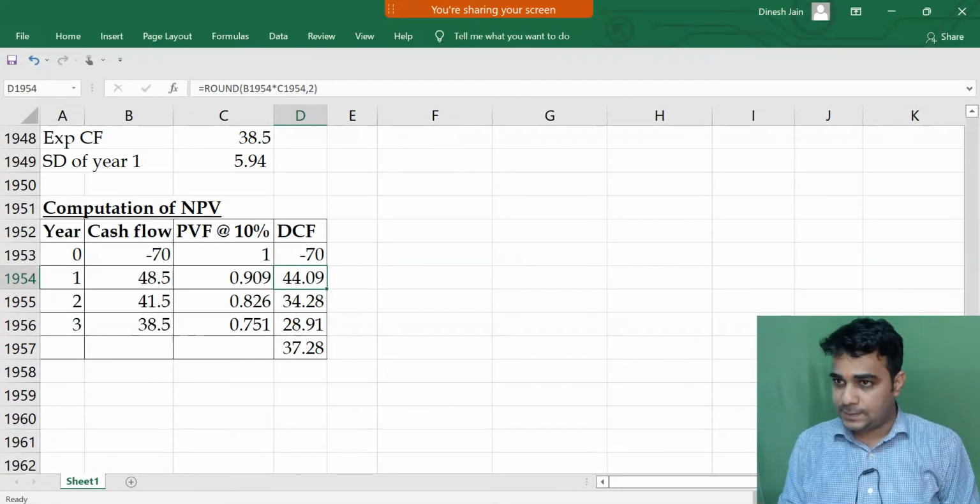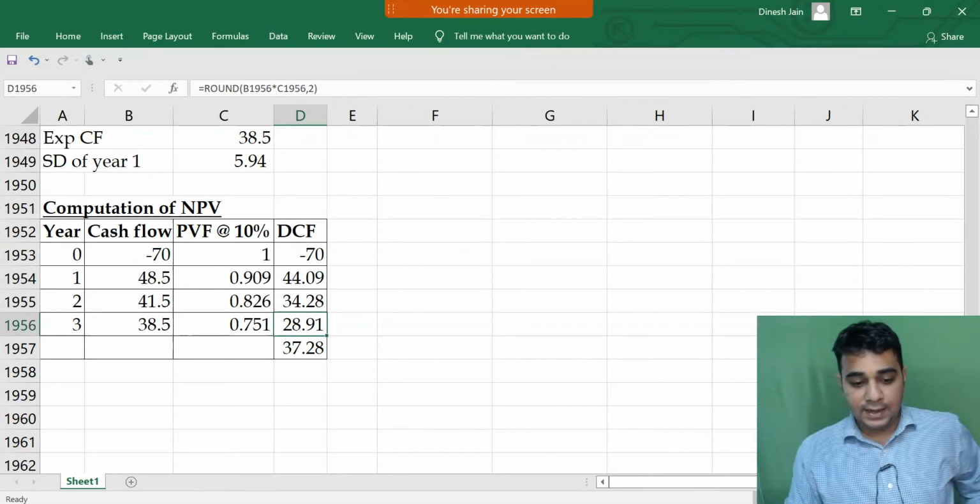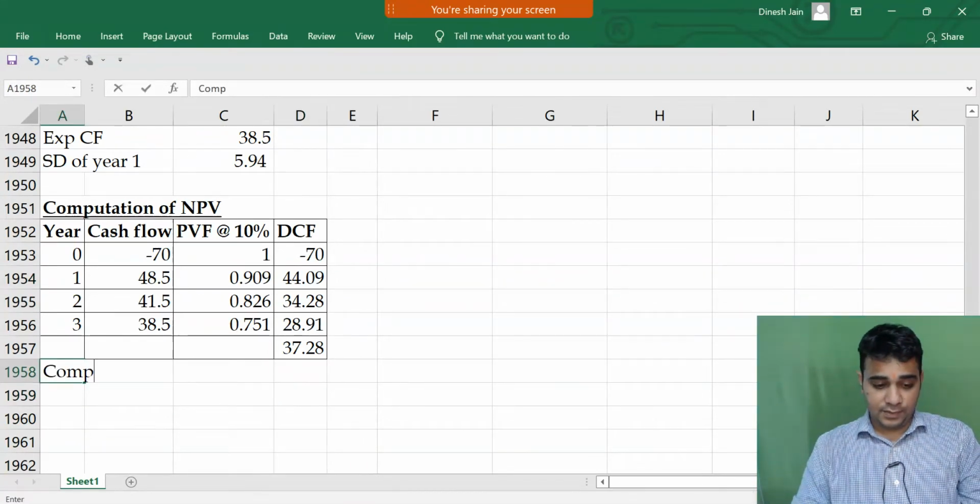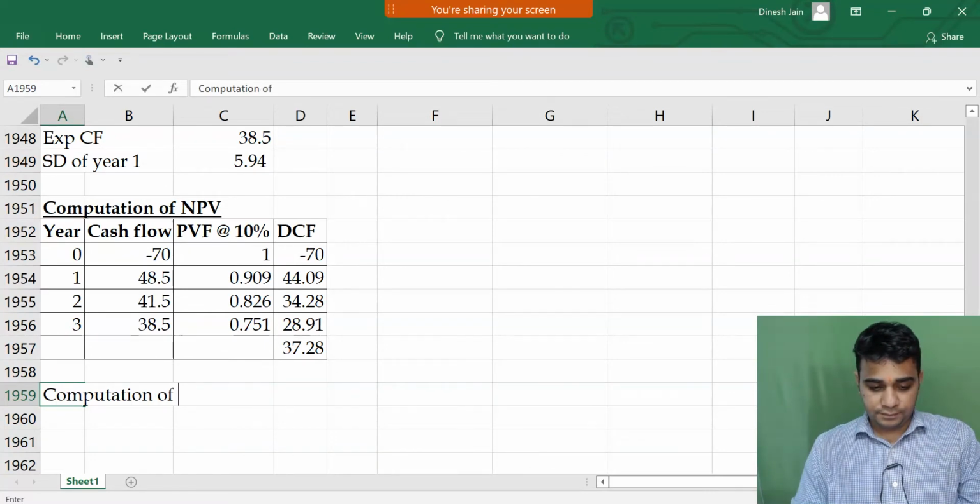Any doubts on this? Any doubts on the expected NPV? Next comes the standard deviation. This is slightly tricky. Computation of standard deviation.